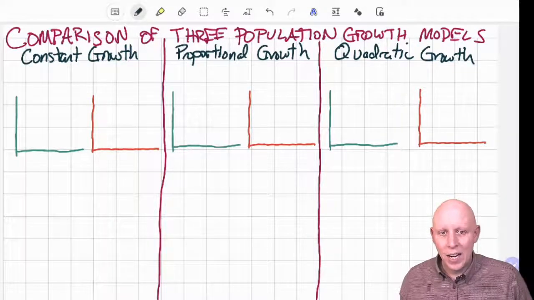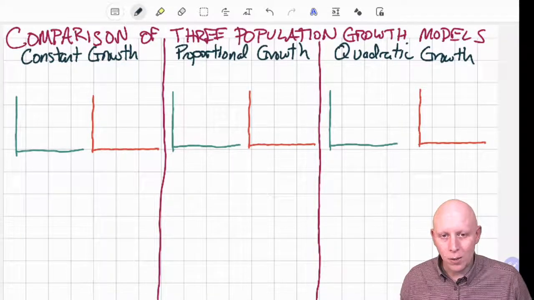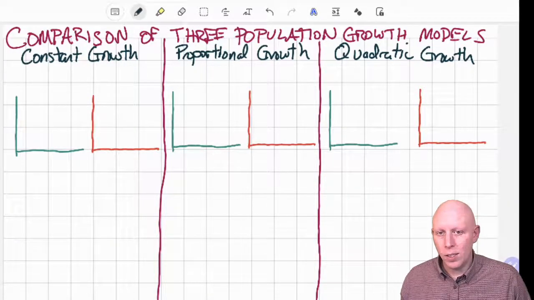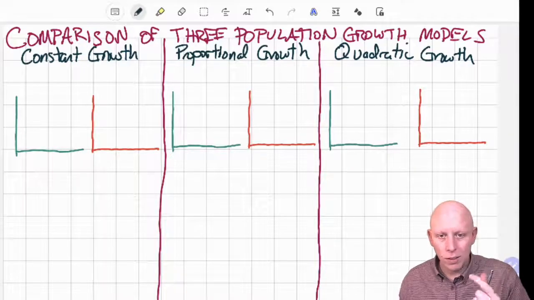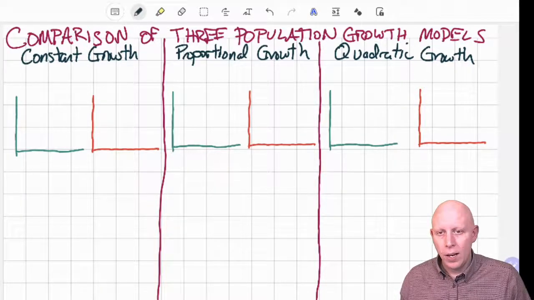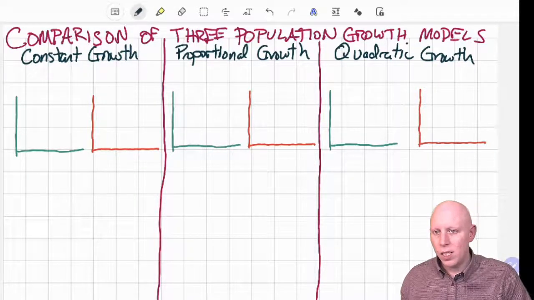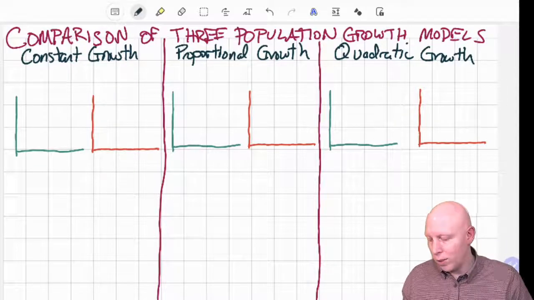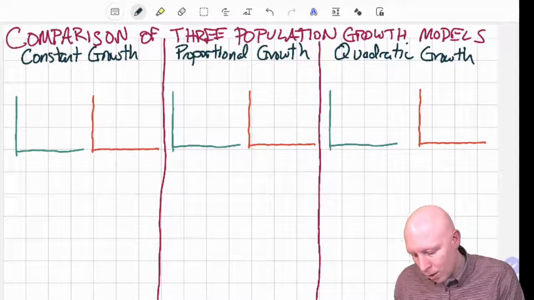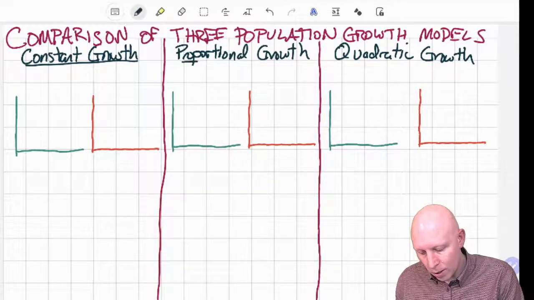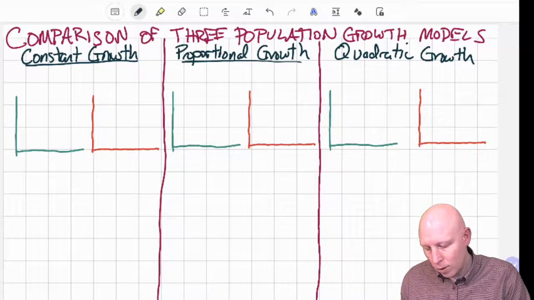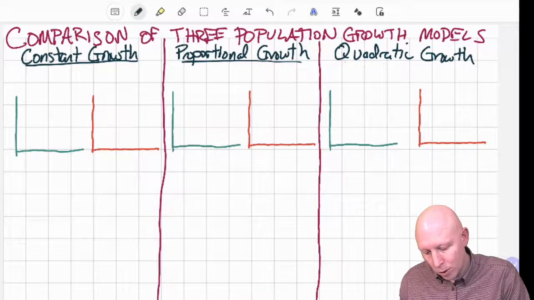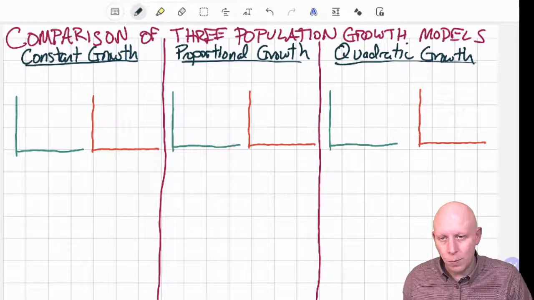Hey there. Today I'm going to talk about three different population growth models. These are the models in chapters 5, 6, and 7 of the book. I've decided to put them all together so that we can just see the big picture instead of looking at each one individually. All right, so the three different models are the constant growth model, the proportional growth model, and the quadratic growth model.